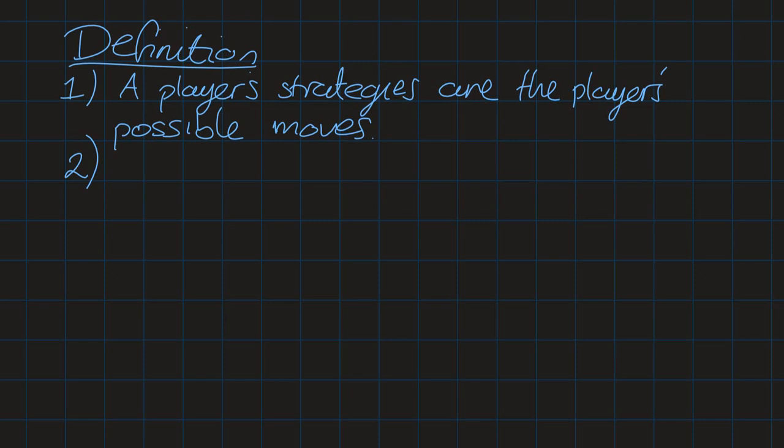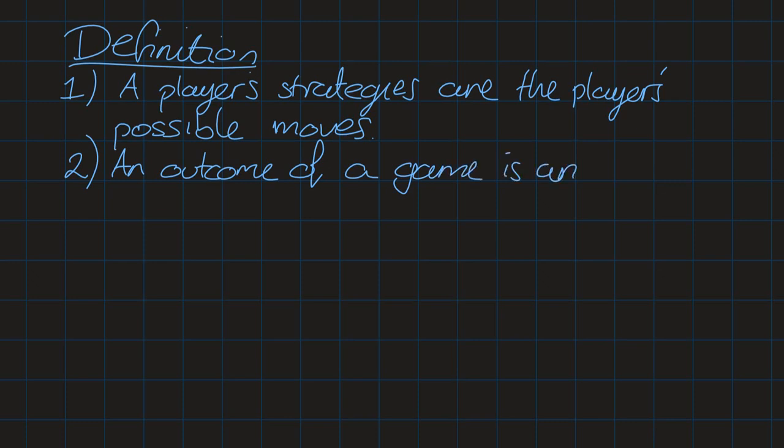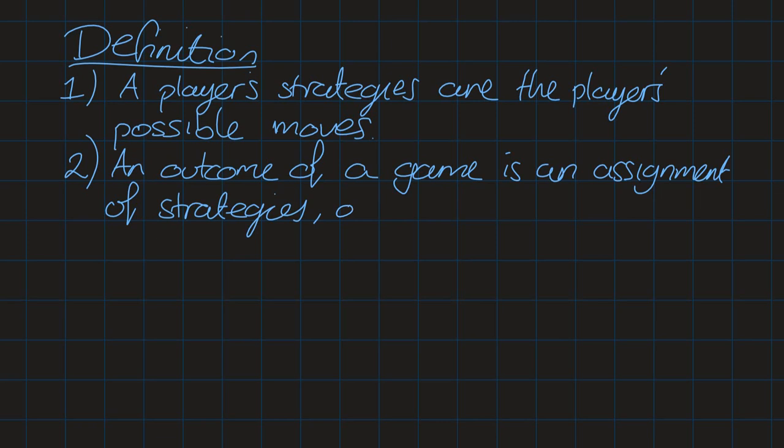Number 2, an assignment of strategies, one for each player, is called an outcome of a game. So an outcome of a game is an assignment of strategies, one for each player. So you imagine it as each player has chosen a strategy, and then that is an outcome.